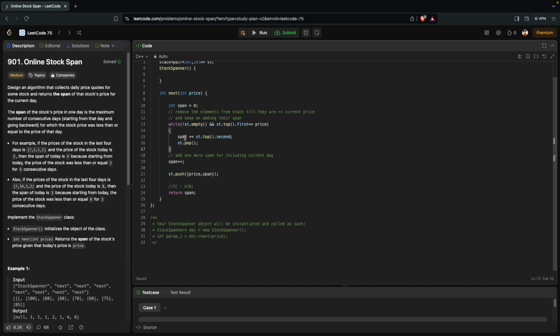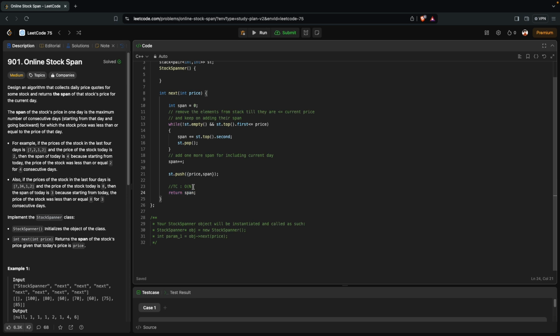And once this is done, we will have the span value and we will increment it by 1 because we have to include the current day also in the span. And once this is done, we will push the current price and the span onto the stack and we will return the span value. Okay.